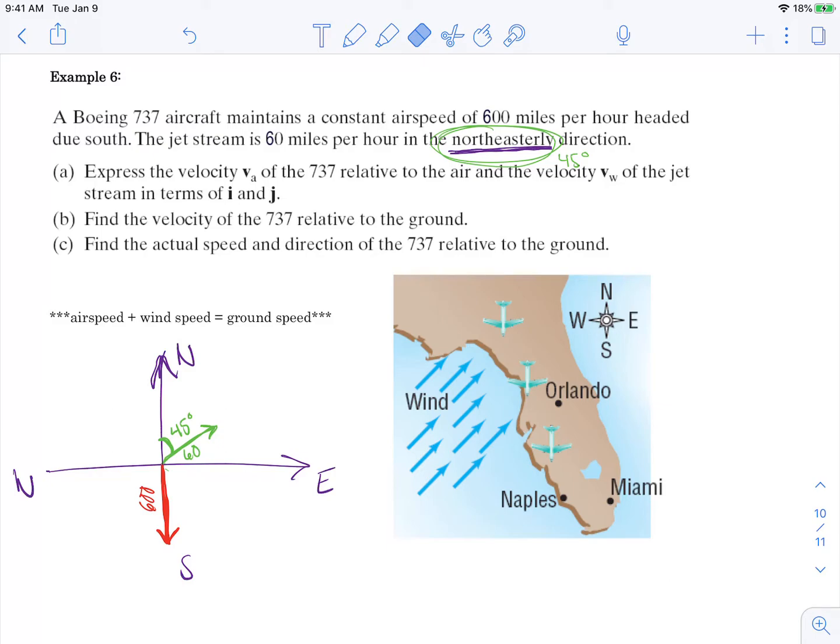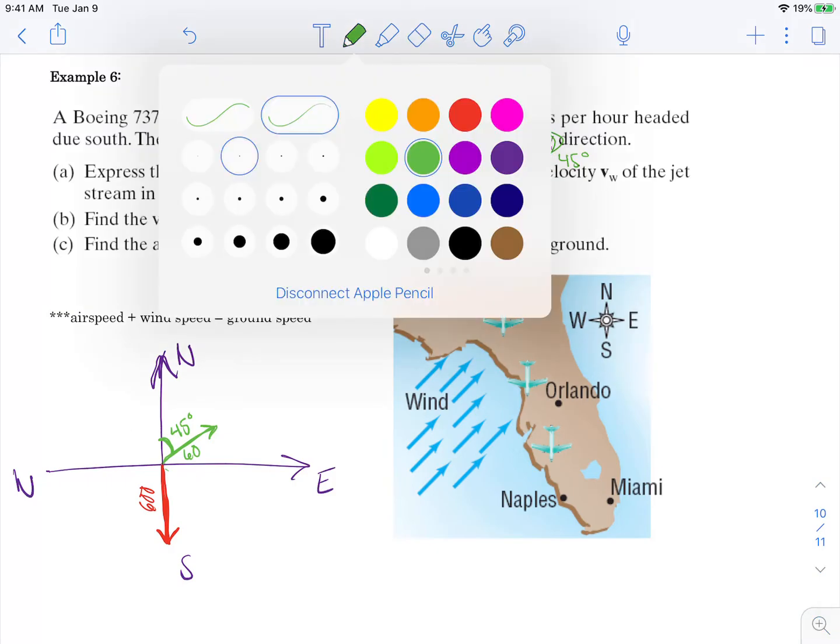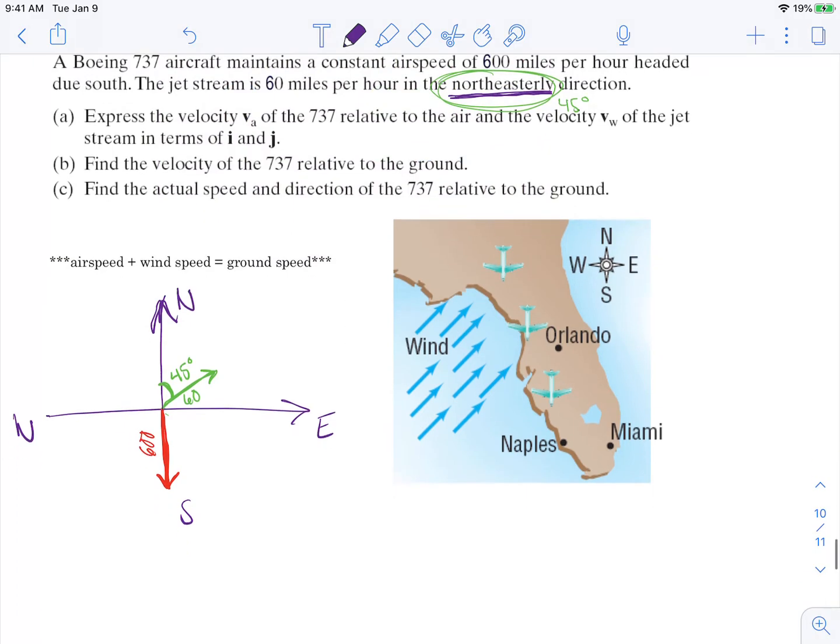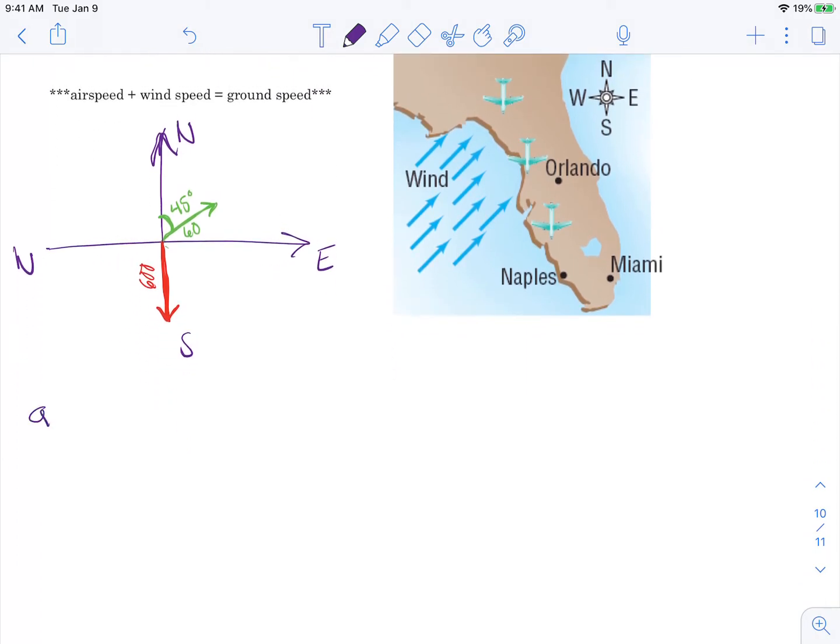Okay, so what this is doing is it's going to ask us in steps. So it says A, express the velocity V sub A of the aircraft and the vector for the jet stream in terms of i and j. So I'm going to go ahead and do A. Okay, so here's our vector v. You can make it bold, but that's kind of hard to do, so we like to put a vector above it. And this is for our aircraft, that's why it gets that sub A.